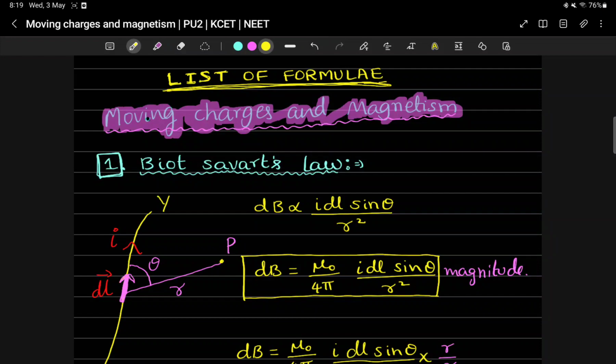In this video I am going to give a list of formulae from the chapter Moving Charges and Magnetism. In the previous videos also I have given lists of formulae for a few chapters, and here I am going to give the list of formulae for this chapter.